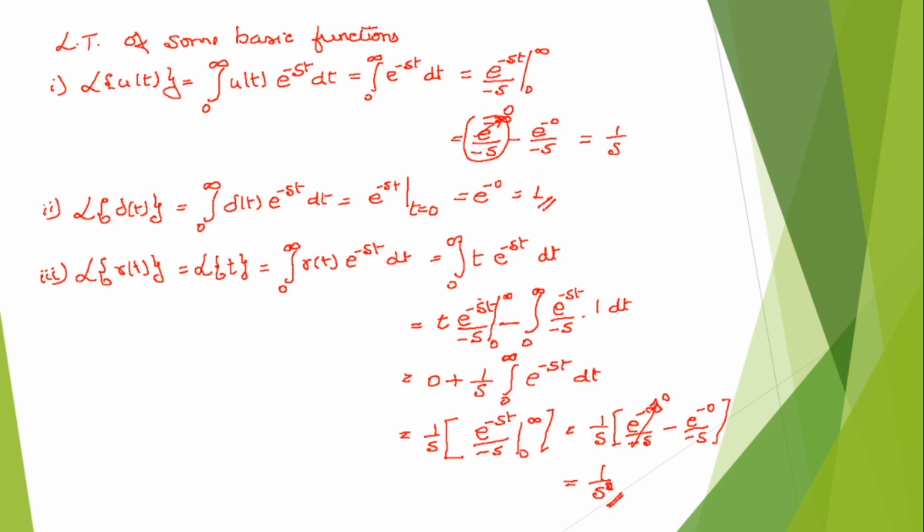So Laplace transform of u of t is 1 by s. Laplace transform of delta of t is 1. Laplace transform of r of t, or t, equal to 1 by s square.